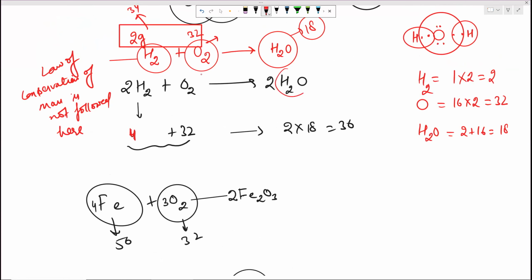And here there are 2 water molecules. One water molecule has mass 18, so 2 water molecules will have 2 into 18, which is 36. The total mass here is 36, and here is also 36. Now it is balanced. It is following the law of conservation of mass.